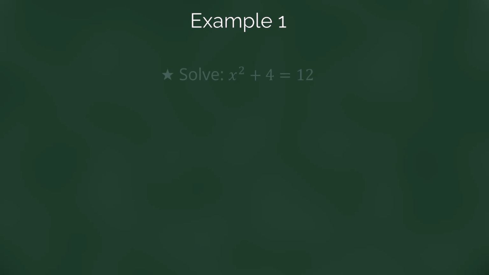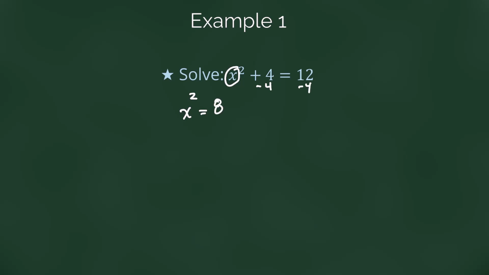Let's start with this example, x squared plus 4 equals 12. Our variable is x, and notice it's only written in here once. There's only one x in there. That tells me this is a good candidate for the square root method. What I'm going to do is rewrite this so that I have the square on one side and everything else on the other. So I'm going to subtract 4 from both sides to get x squared is equal to 8.